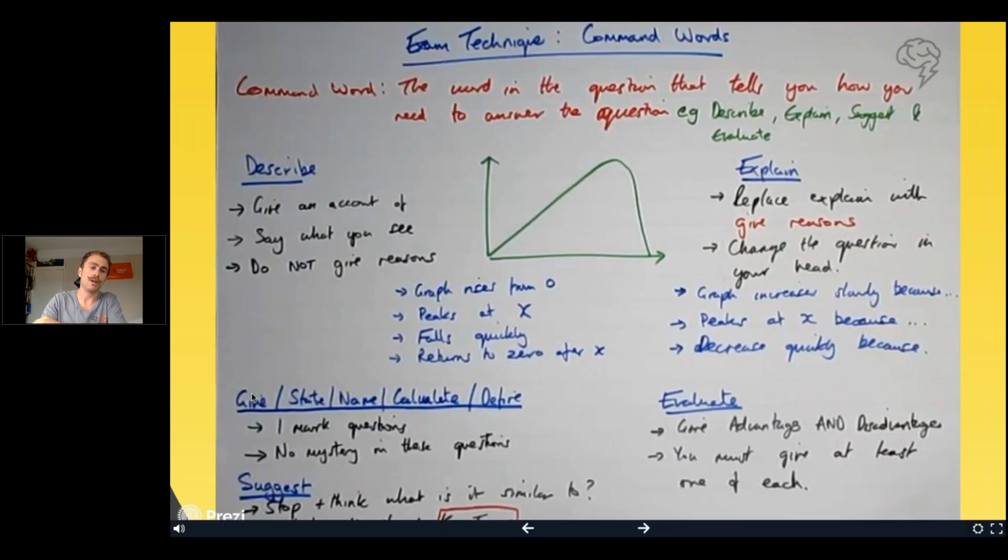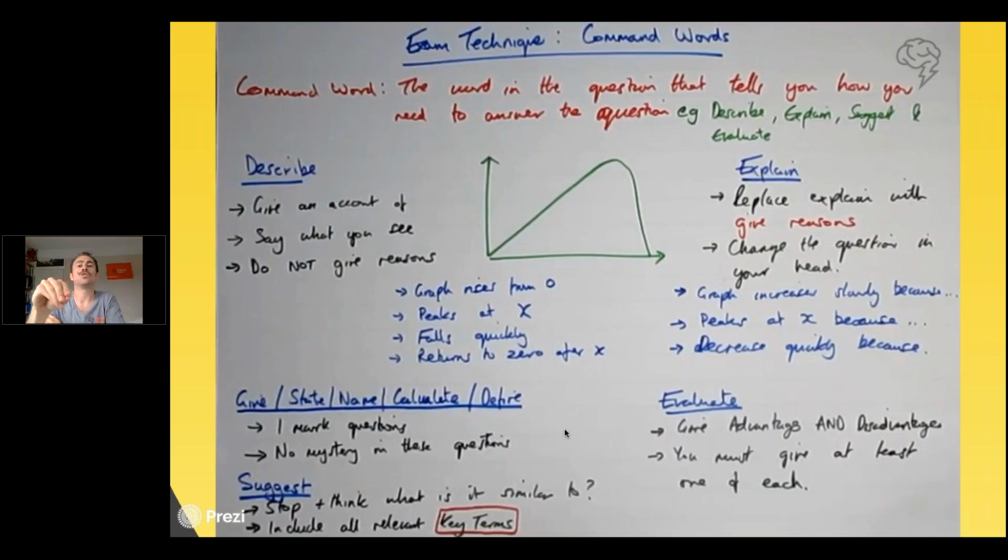Moving on down the page, we've got name, state, give, calculate, define. They are going to be 1-mark questions, or possibly calculate a few more marks, but there's no mystery to the question. So I'm not going to take much more time on that. You know what you need to do. You either know the answer or you don't know the answer. Either way, there's nothing you can do. There's no question analysis you can do there.